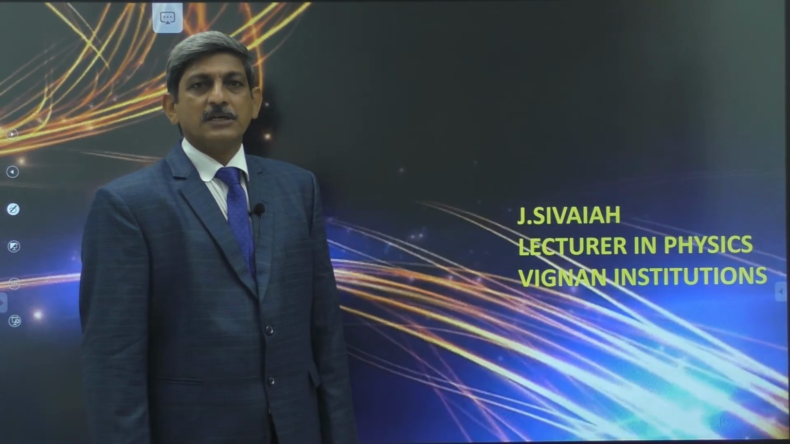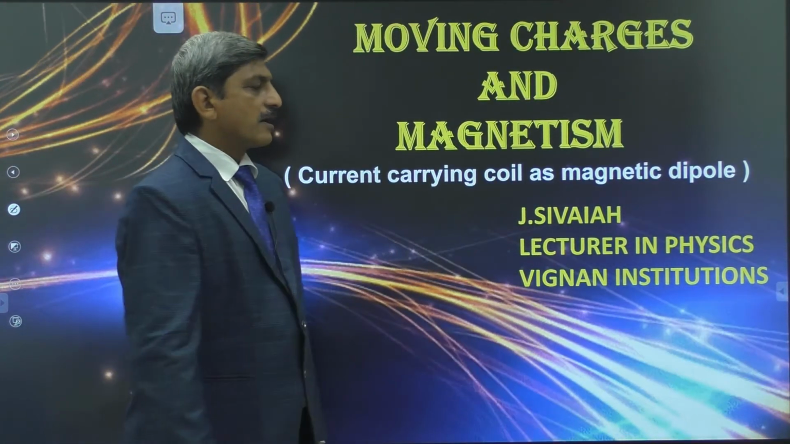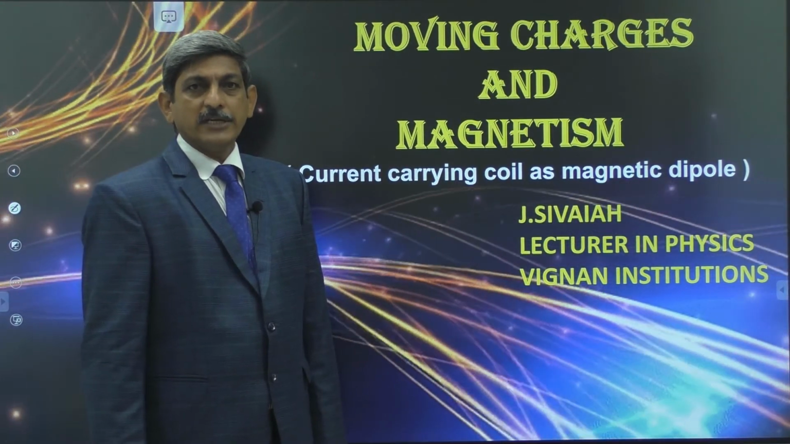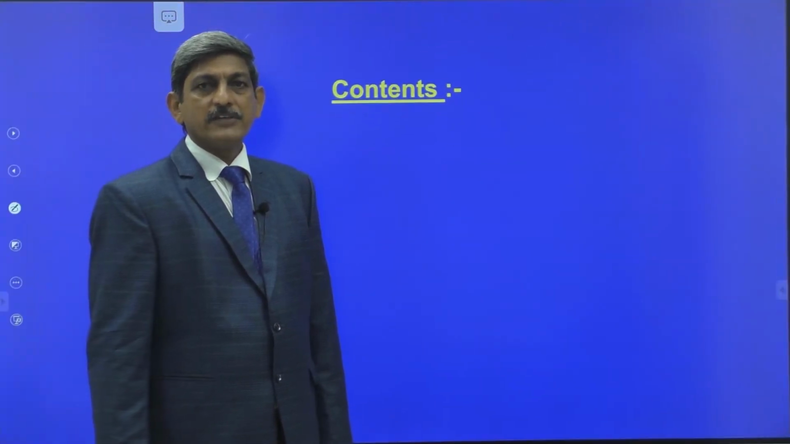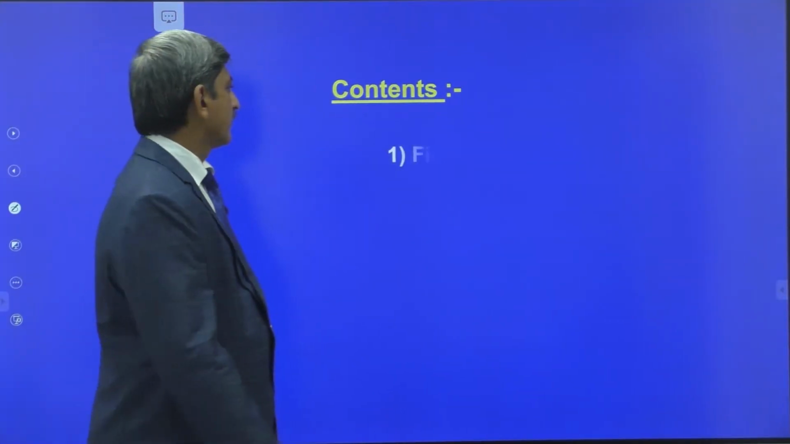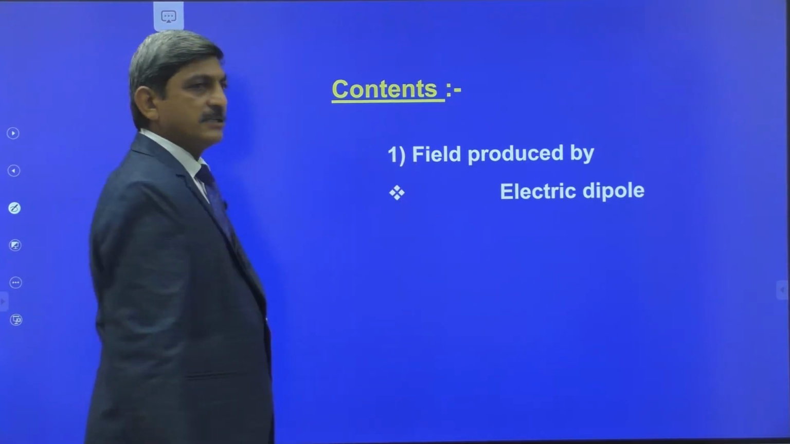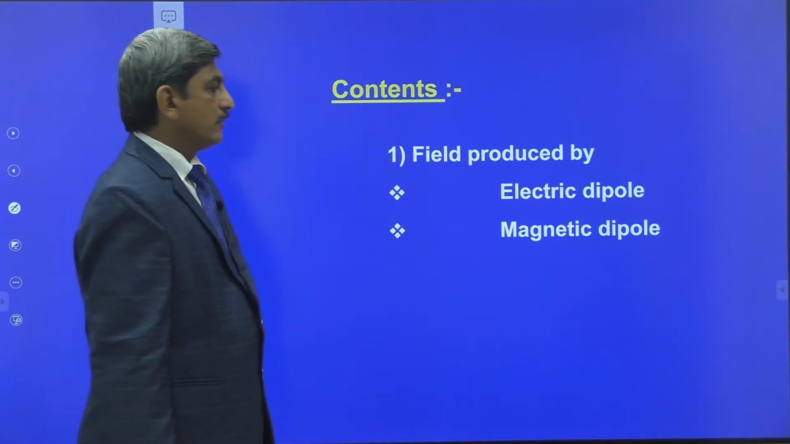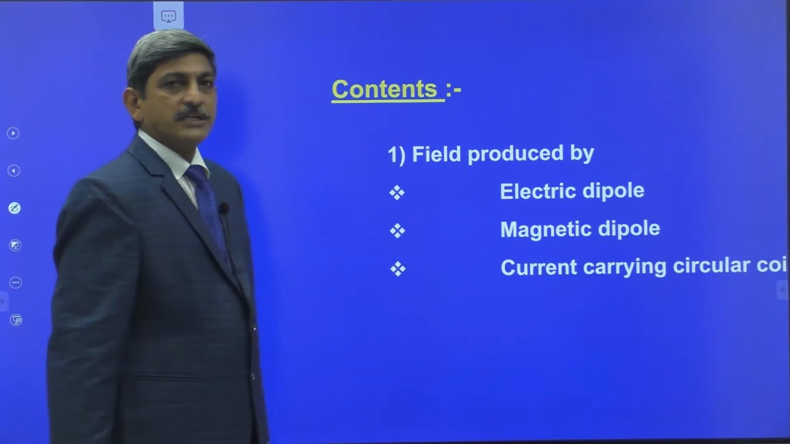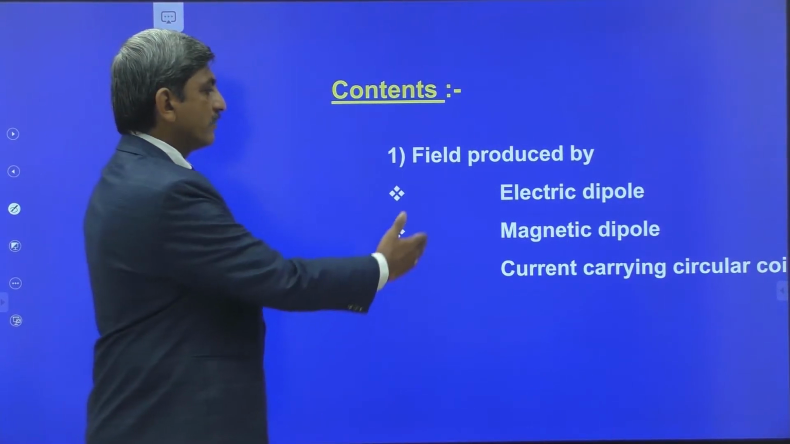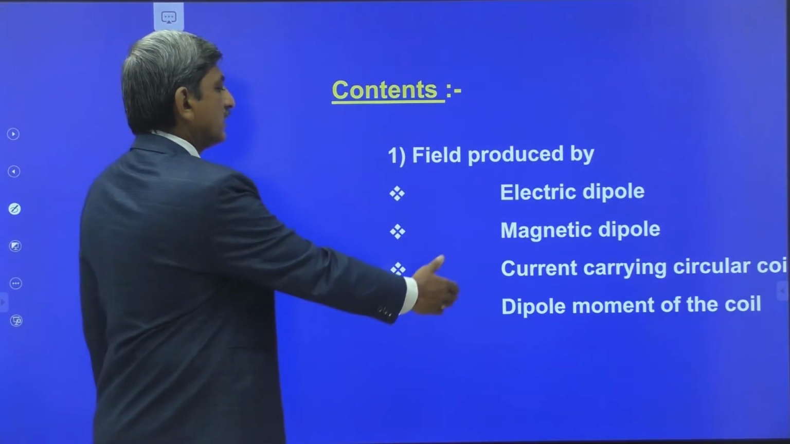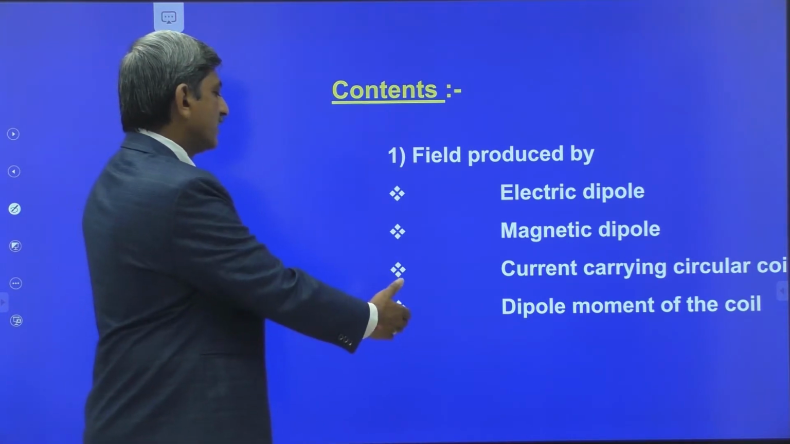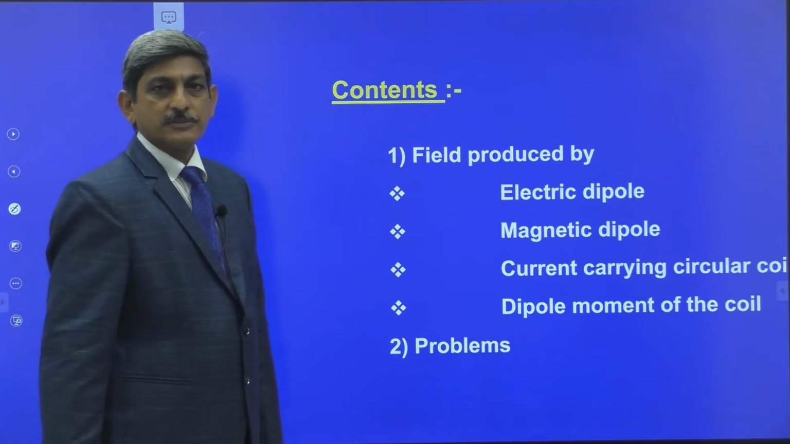In this session, I am going to explain the current carrying coil as a magnetic dipole. The contents of today's video session are: field produced by the electric dipole, field produced by the magnetic dipole, and field produced by the current carrying coil. From that we are going to conclude the dipole moment of the current carrying coil. After that we are going to solve some problems.